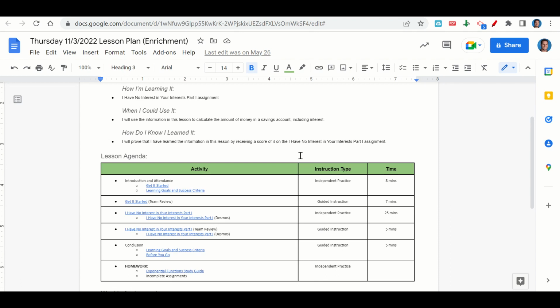At the end of class, we'll go back over our learning goals and success criteria while you fill out your Before You Go. Your only homework for tonight is to continue working on the exponential function study guide and any incomplete assignments that you may have.